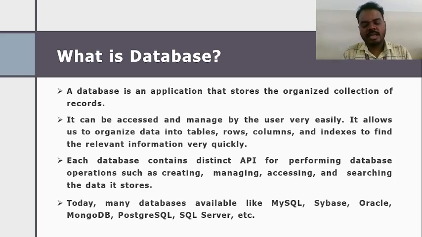Each database has a unique API. API is nothing but application programming interface. Using this API we can create our data, manage our data, access the data and search the data. Nowadays we have different kinds of databases available, such as MySQL, Sybase, Oracle, MongoDB, PostgreSQL and SQL Server. So this is all about what a database is: an application where we can store and organize our records.